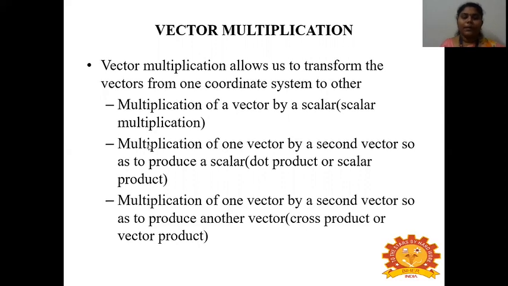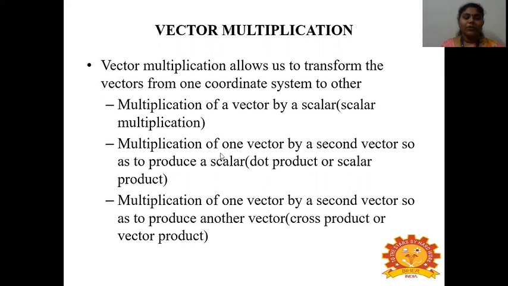Next, vector multiplication. This vector multiplication allows us to transform the vectors from one coordinate system to another. There are three types. One is multiplication of a scalar by a vector, that is multiplication of a vector by a scalar. This is called scalar multiplication, as we have already discussed in the previous slide.